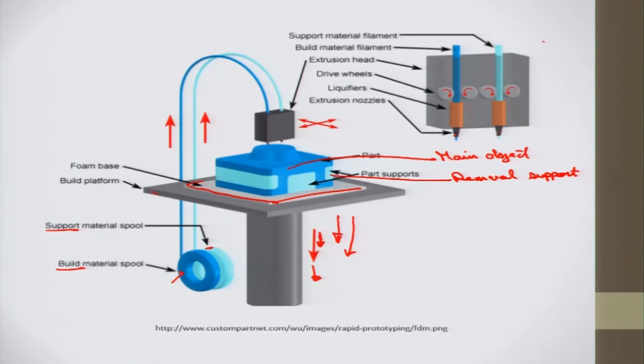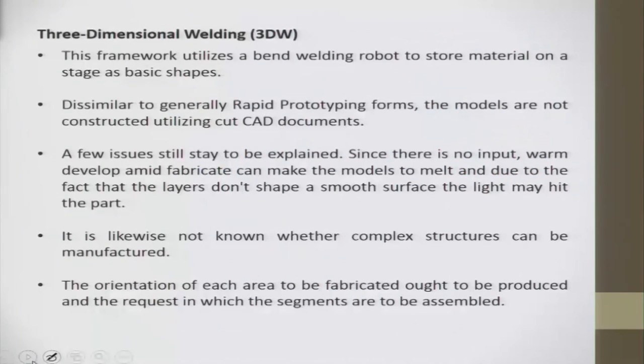So in this case, in the nozzle head, we have support material filament. These are filaments. Dark blue is my build material, light blue is my support material. So drive wheels are there that push the material through the nozzle. Liquefiers are there that liquefy the material here, which is then solidified further. So now, three-dimensional welding.